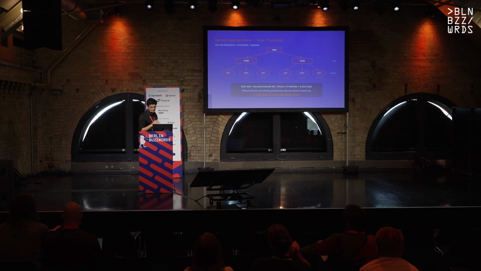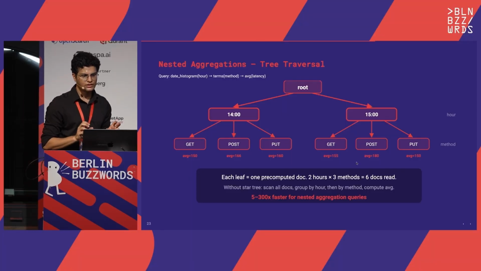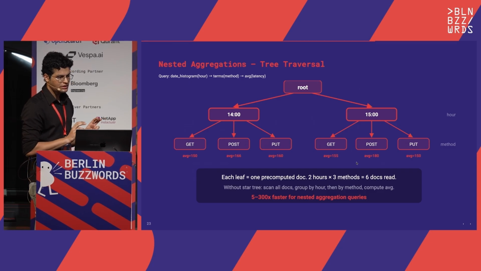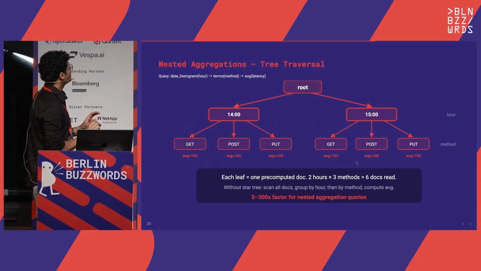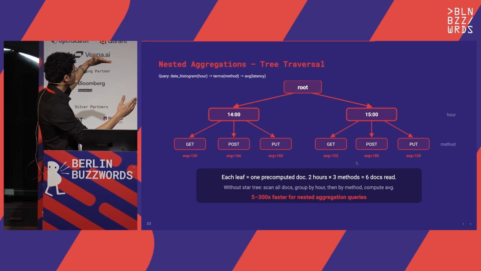Okay, so let's say we have configured the star tree with the first dimension as timestamp and the second dimension as method. So what is happening here? Basically, we have already divided the docs in such a way that for every timestamp rounded out to the hour, and for every method, we have the pre-computed metrics already stored.